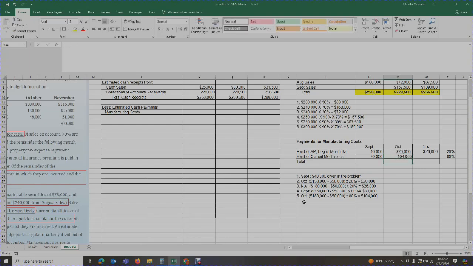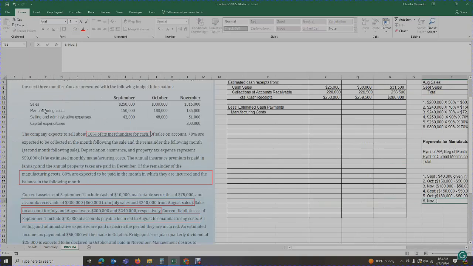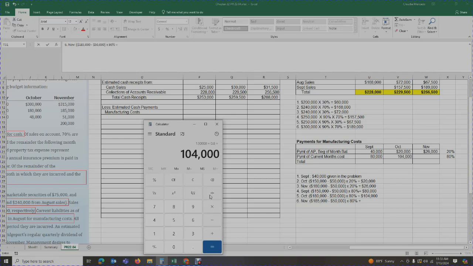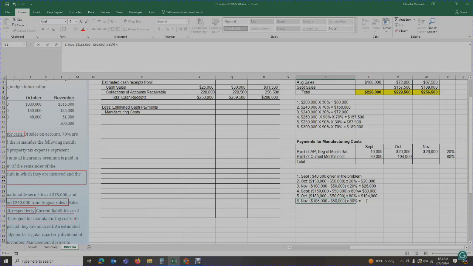And then last but not least, we're going to do the same thing for November. In November, if you refer to the problem, we had manufacturing costs of $185,000. I'm going to subtract the $50,000 overhead, and then I'm going to multiply it by my 80%. And then that would give me how much? 185 minus 50,000 times 80%, $108,000.